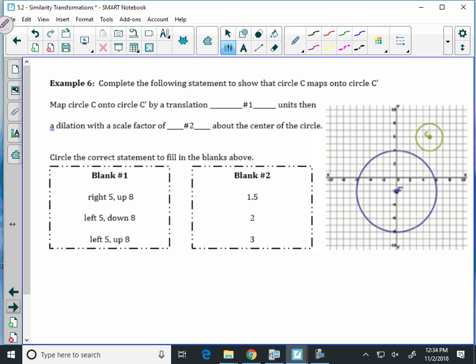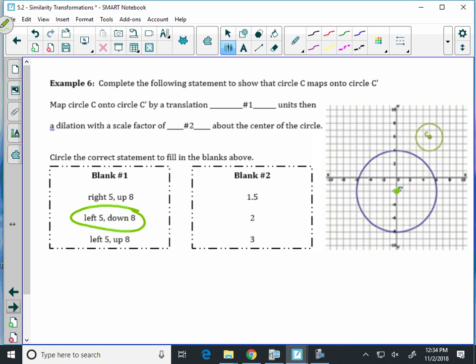Naomi, where did we move to get C to map up with C prime? Good, and then we went where? Down 8. Yeah, C went left 5 and down 8. And the center's mapped up. Well, I'm going to circle that. Left 5, down 8. We got the centers to map up. That's what you want when you do the translation to get dilations to map up, or circles to map up.